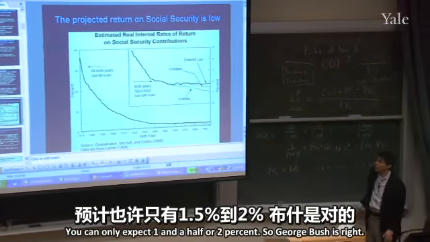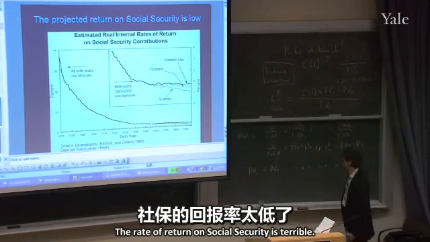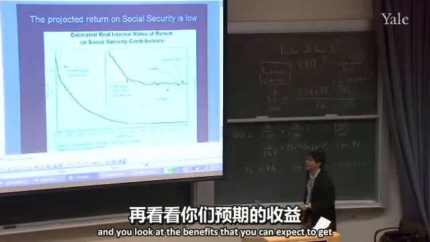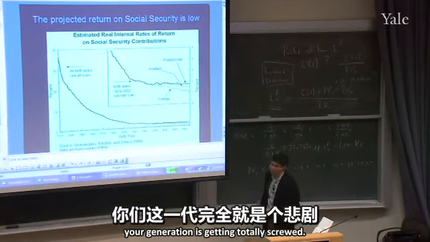So George Bush is right. The rate of return on Social Security is terrible. If you look at the taxes that you put in and you look at the benefits that you can expect to get, your generation's getting totally screwed.